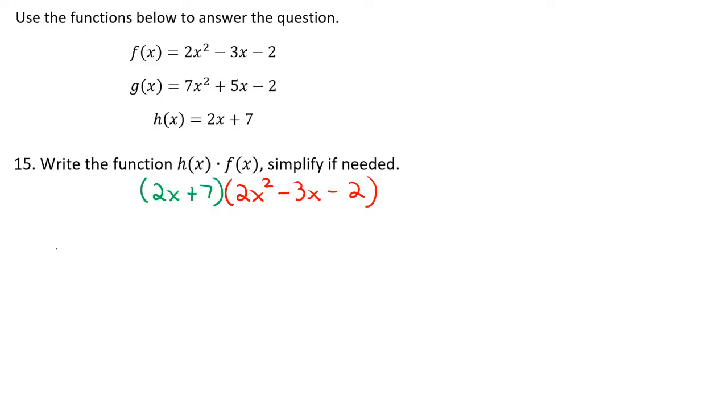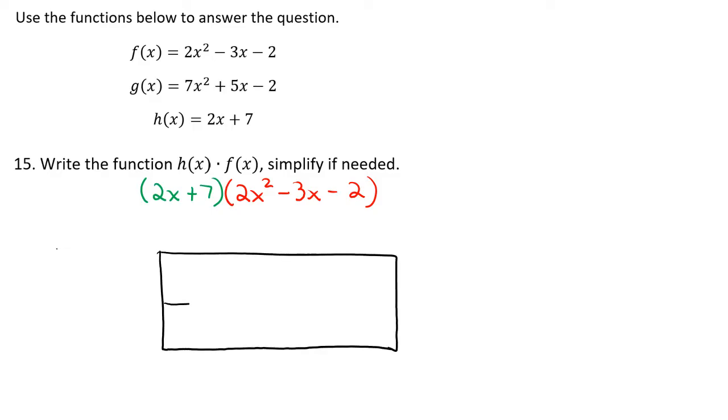My first polynomial has two terms, so I'm going to need to make a box that has two rows. Draw a line down the middle, one row for the 2x, one row for the 7. Then my next polynomial has 1, 2, 3 terms. It's a trinomial, so I'm going to go ahead and draw my lines. So you have 2x squared for the first one, negative 3x for the second, and negative 2 for the third.